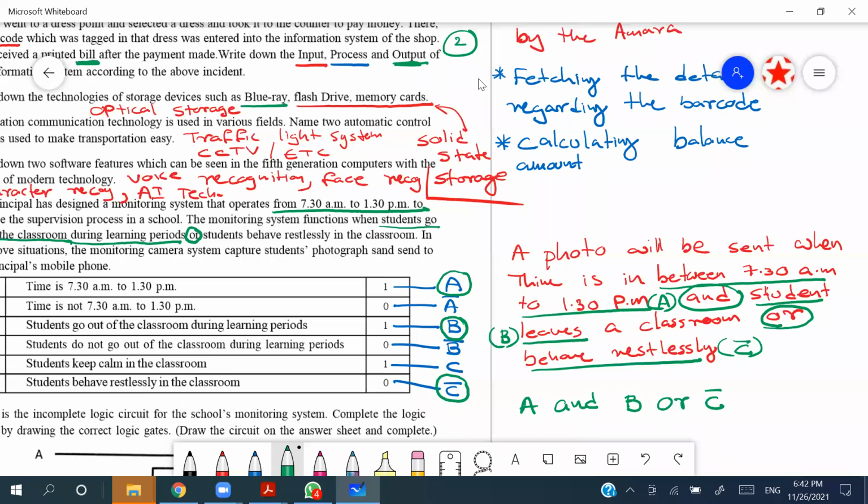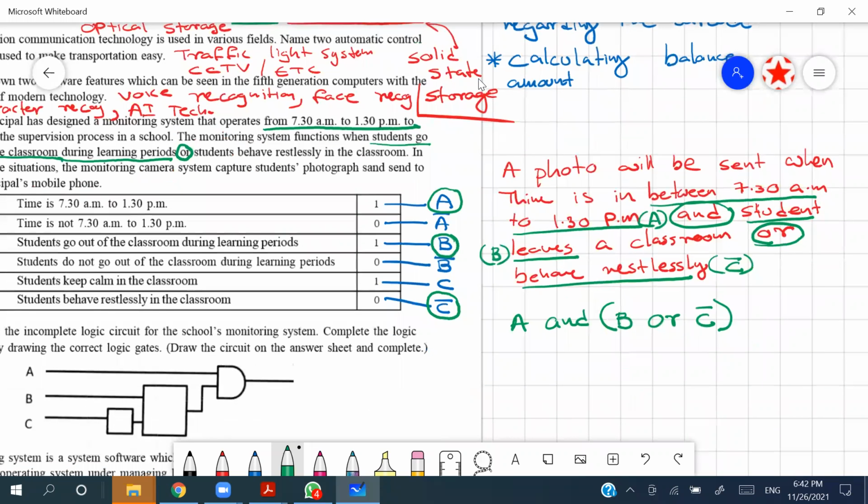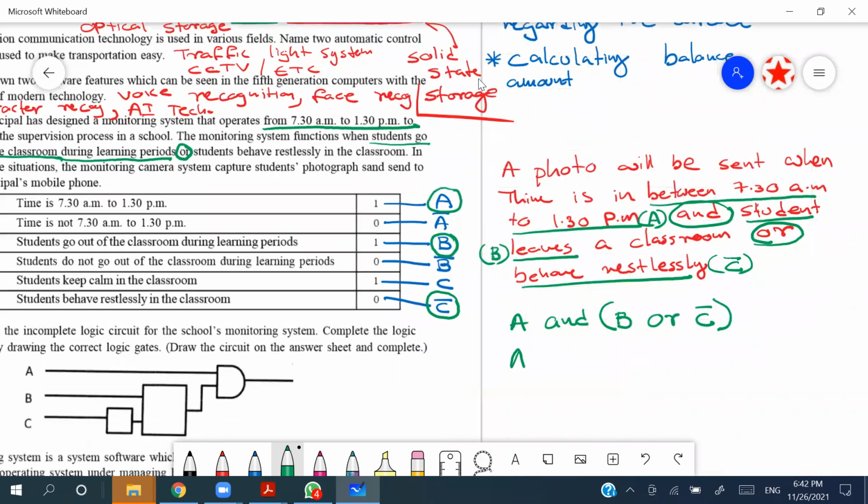Now, student leaves the classroom or behaves restlessly. Either of them should happen. So because of that, we should have brackets with the particular time period. Either student should leave the classroom or they should behave restlessly. So for that reason, this will be inside the brackets. So this gives you A dot (B plus C bar) as the expression.